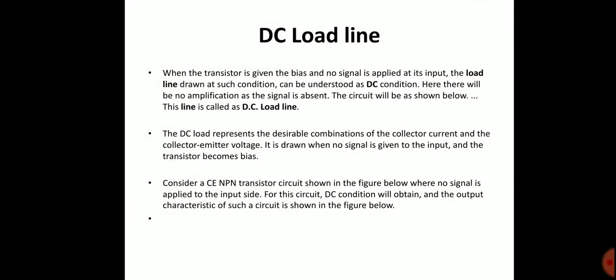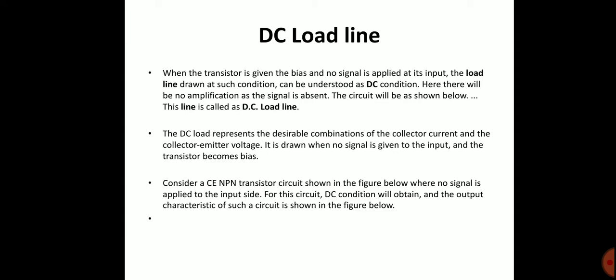Good morning to everyone. In this lecture, EC8351 Electronic Circuits 1, Unit 1 is Fundamentals of Discrete BJT, JFET, MOSFET.